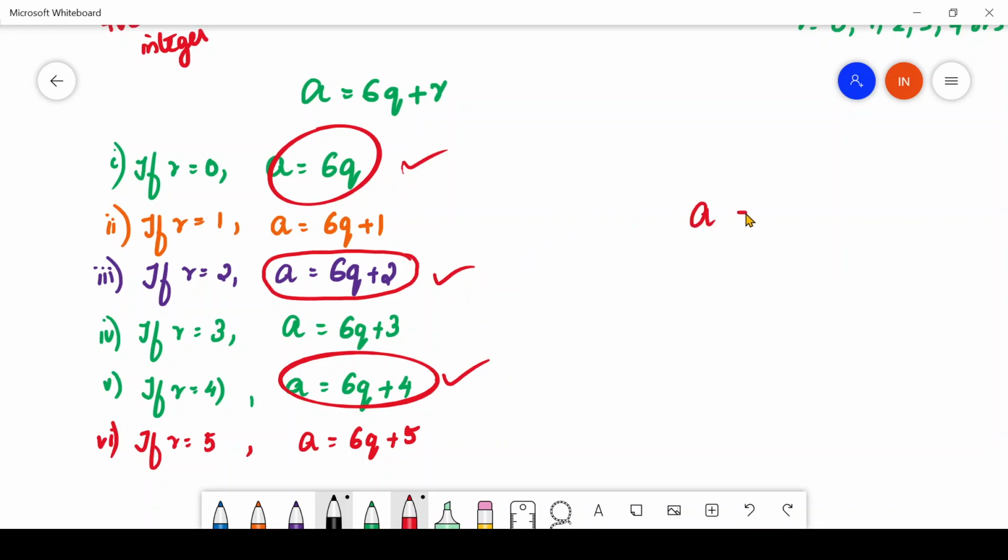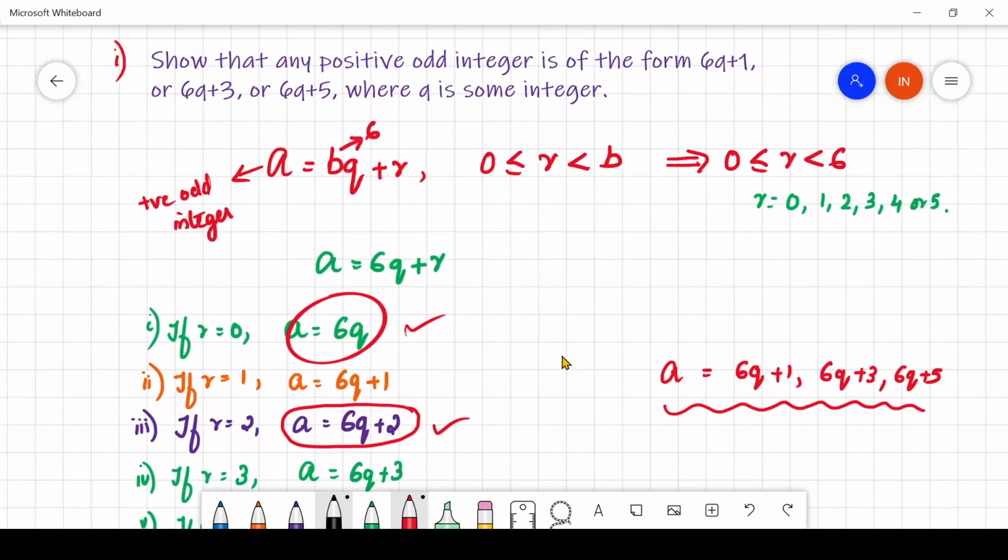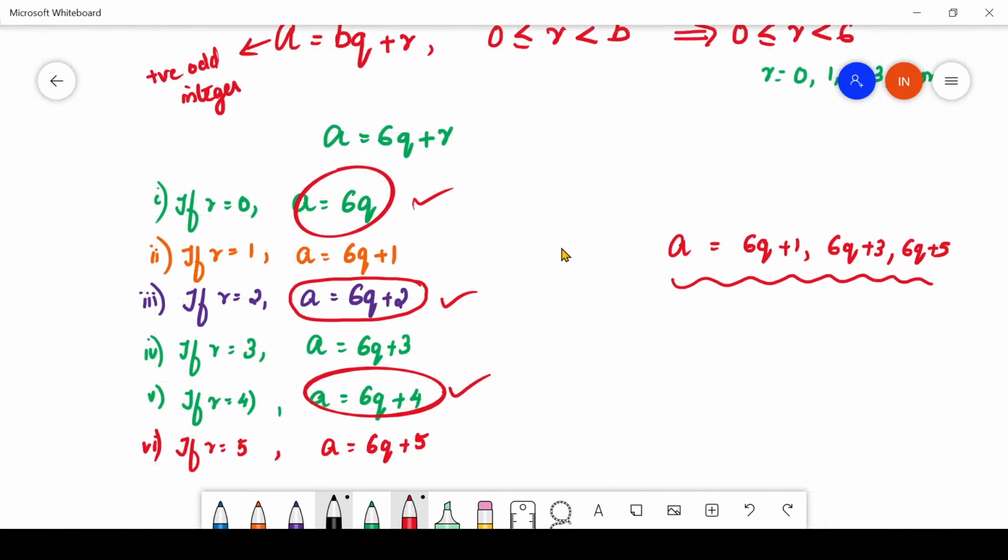So we now have that any positive odd integer will be of the form 6q plus 1, 6q plus 3 or 6q plus 5, where q is any integer. I hope it is very clear. So I hope you will do it by yourself and check with this. Okay. Thank you.